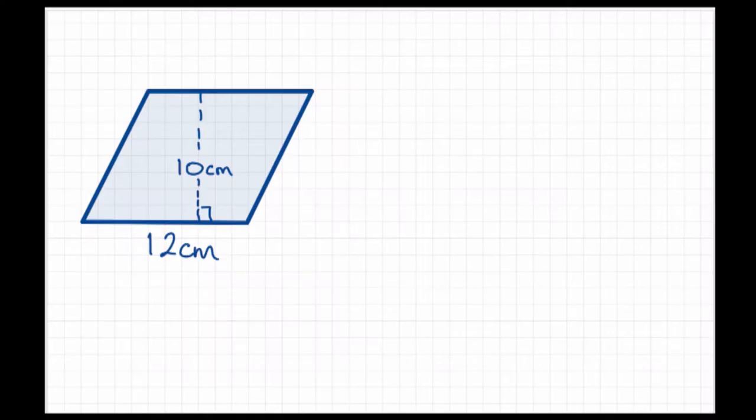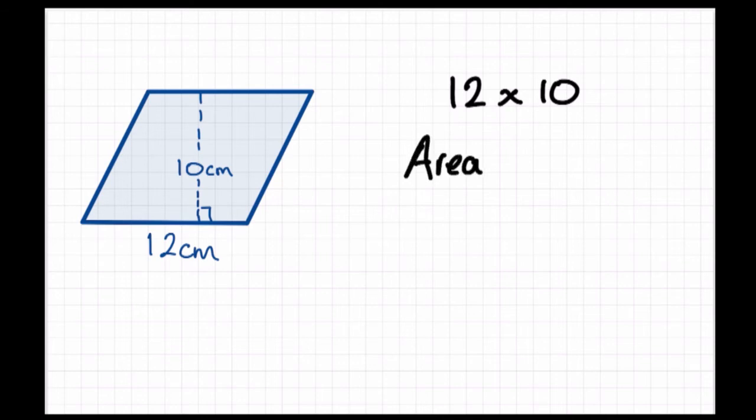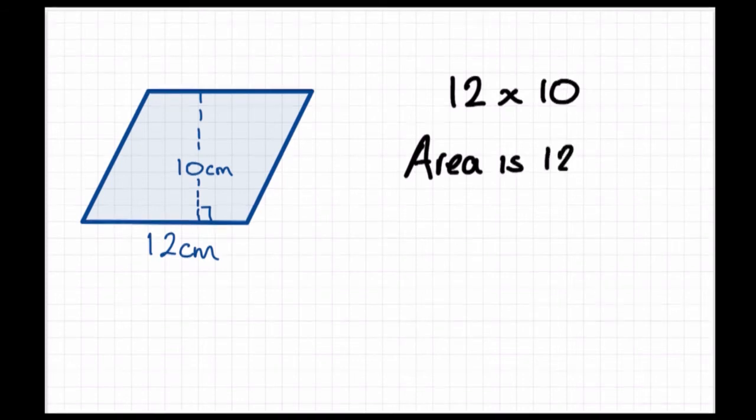So here we have a parallelogram. Its base is 12 and its height is 10. So it's very simple to work out the area. We just need to multiply 12 by 10, which is a nice easy calculation, 120. So the area is 120 centimeters squared. Simple as that.